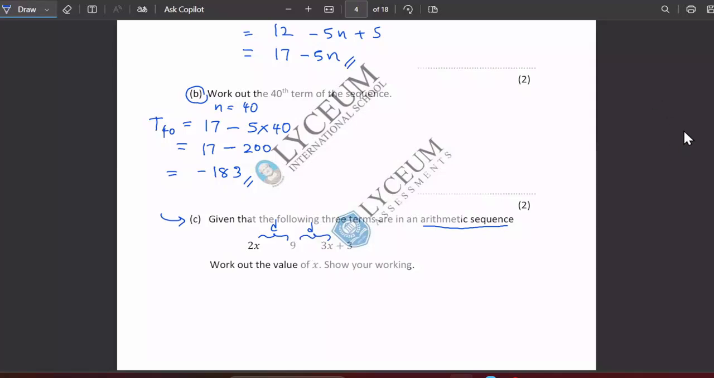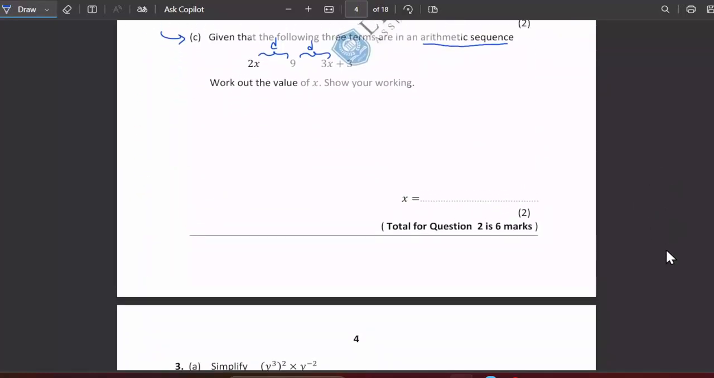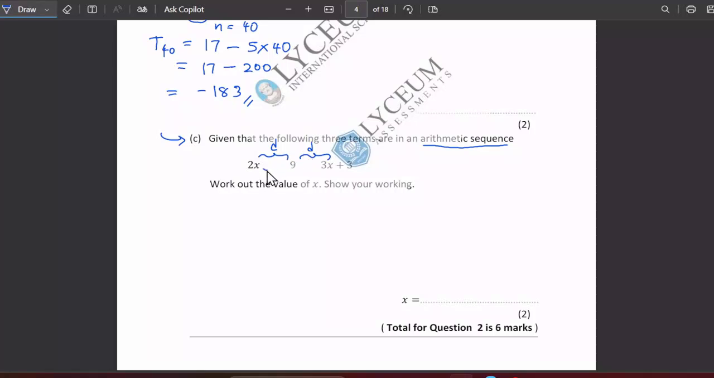Okay, what is the common difference? Meaning, if we add the common difference to this one, we will get this. That's true, no? Our common difference is minus 5. If we add 12 plus minus 5, we get 7. Like that, if we add 7 plus minus 5, we get 2. That's how an arithmetic sequence forms. So if it is an arithmetic sequence, the common differences should be equal.